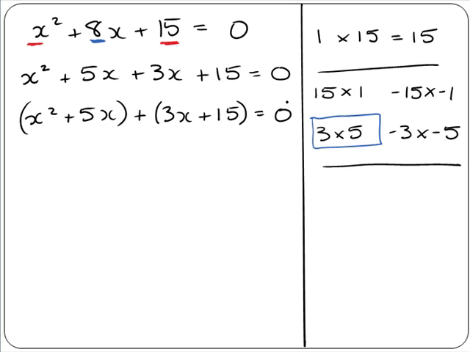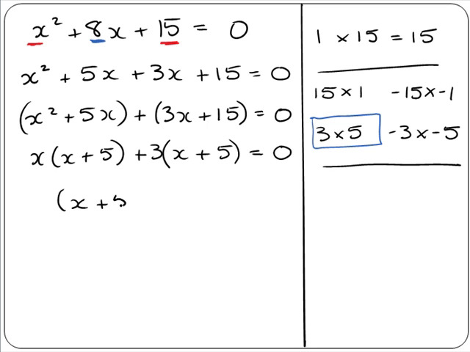So if we take x out of the first one, we're going to be left with x plus 5. And if we take 3 out of the second one, we'll be left with x plus 5 again. So our factors are going to be x plus 5 by x plus 3 equals 0.